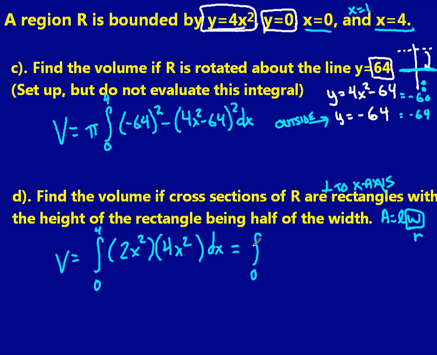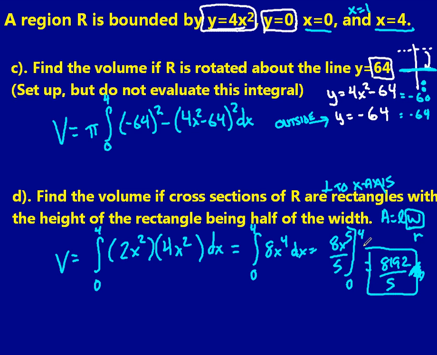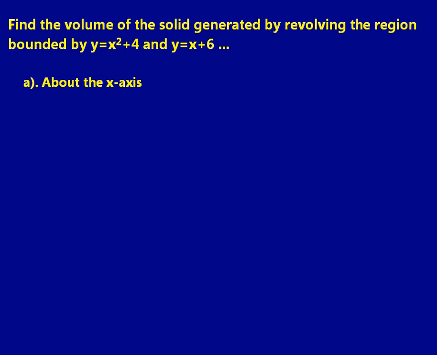So, from 0 to 4 of this equation, which I'm now going to simplify to be 8x to the 4th dx, I will take that antiderivative, so now it'll be 8x to the 5th over 5, evaluated from 0 to 4. And when I plug that in, I should get 8192, I think, over 5. And do we need a pi? We do not need a pi, because we're doing a square, or a rectangle in this case, and not a circle. So no pi necessary at all. 8192 over 5.